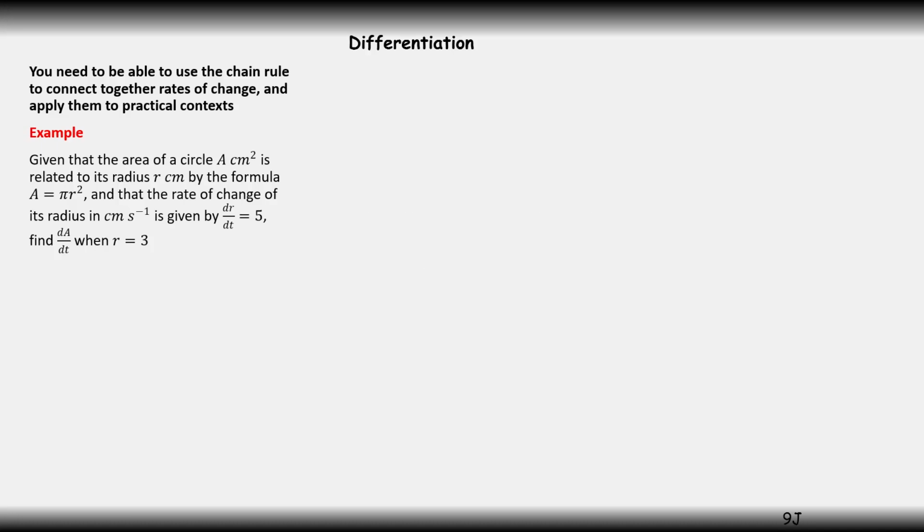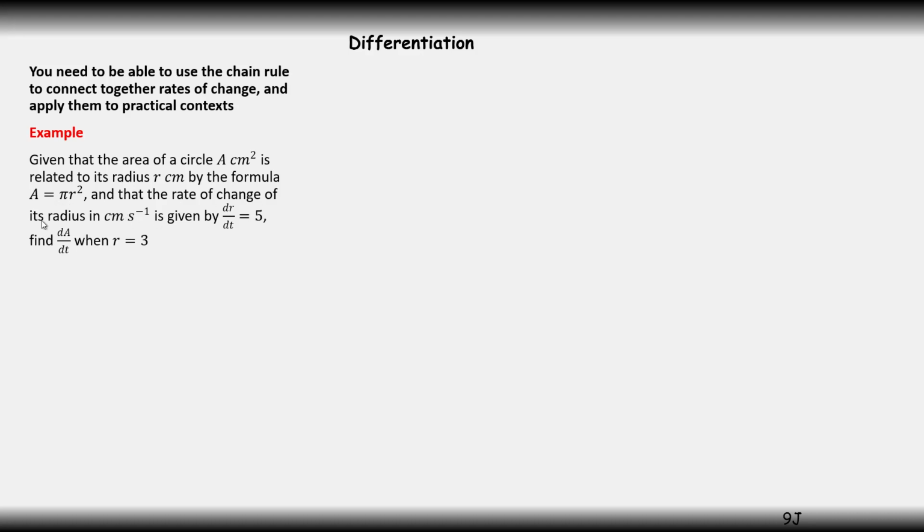Right, so as it says here, you need to be able to use the chain rule to connect together rates of change, and we're going to apply them in real world contexts. So here we've got area of a circle A. It's related to its radius by the formula A equals pi r squared. Very good. Seen that somewhere before.